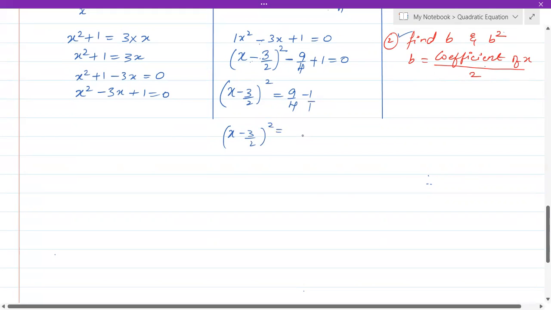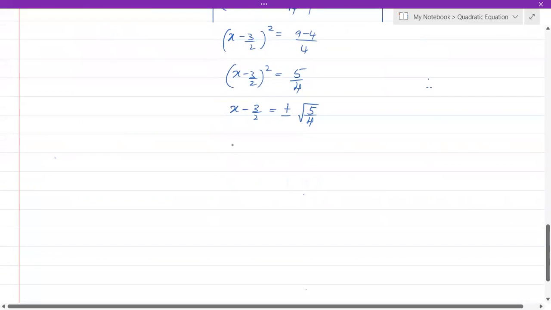be written as 1 by 1. So if you take LCM, it will become 9 minus 4 by 4. Therefore, it will become x minus 3 by 2 the whole square, which is 5 by 4. So x minus 3 by 2 will become, I'm getting the square to the other side, plus or minus square root of 5 by 4. So x minus 3 by 2 is plus or minus root 5 itself. Square root of 4 is 2.